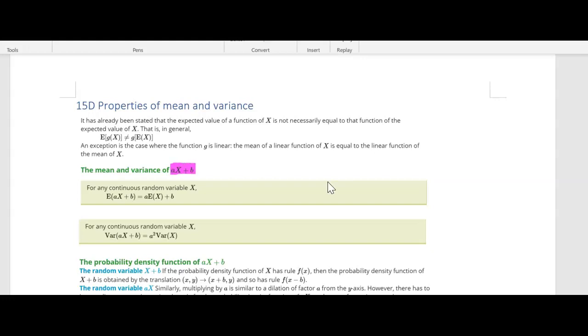All right, so what we basically have here is just a linear function. If you think of it in the terms y equals ax plus b, where a is your gradient and b is your y-intercept. So it's just a linear function. The reason why it's different is because for any other function, this rule doesn't apply. So if we're calculating the expected value, we can't just use this relationship. It doesn't exist except if it is linear. So if your function g is linear, the mean of a linear function of x is equal to the linear function of the mean of x. So that's what we're going to be looking at in 15D.